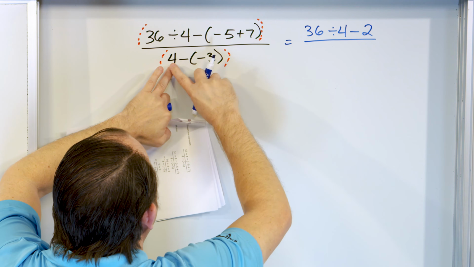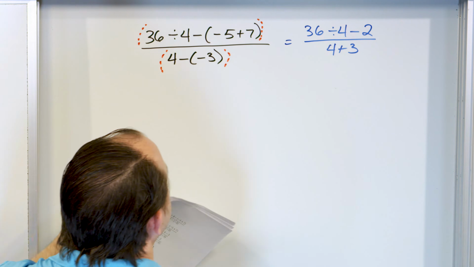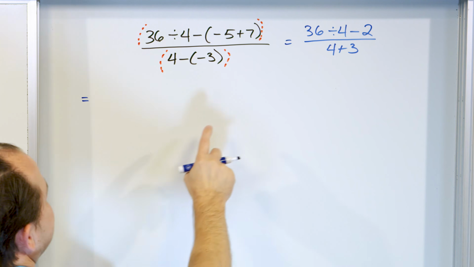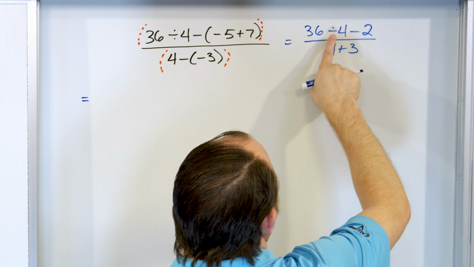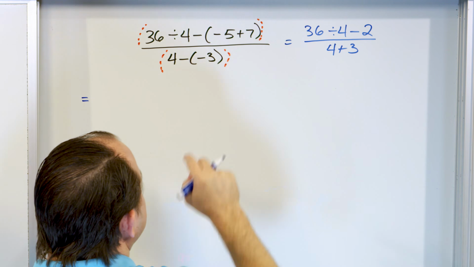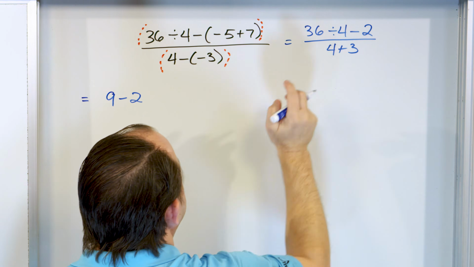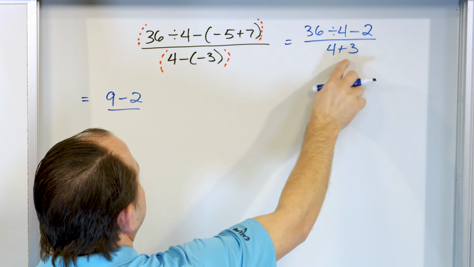I can turn this into 4 plus 3. Negative negative makes a positive, 4 plus 3. So again, I move along and I say there are invisible parentheses here. I have division and subtraction. Division comes first, always. So 36 divided by 4 is 9, so there's a 9. The minus 2, I'm just going to write along because it goes there. And then 4 plus 3 is 7.